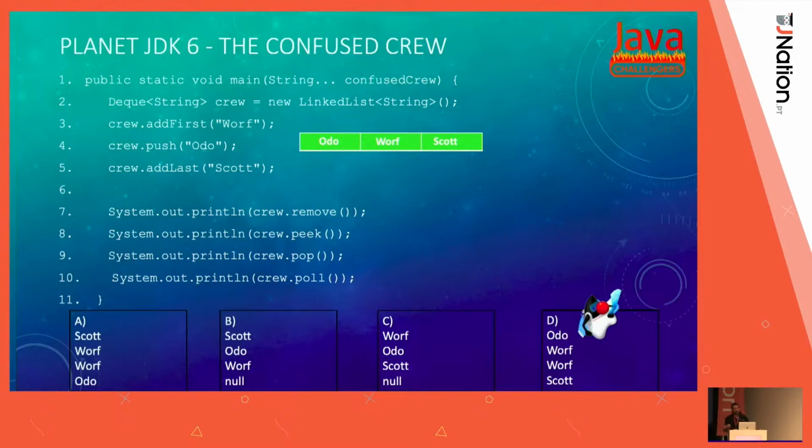Okay, let me explain here why it's D. As you can see, we are using the addFirst method, then Worf will be added. Then push will be added on the top, and then Scott will be added at last. Then Odo will be removed. Then the peek method will just peek at the first element, but won't remove anything. Then the pop will remove Worf, and the poll will remove Scott.